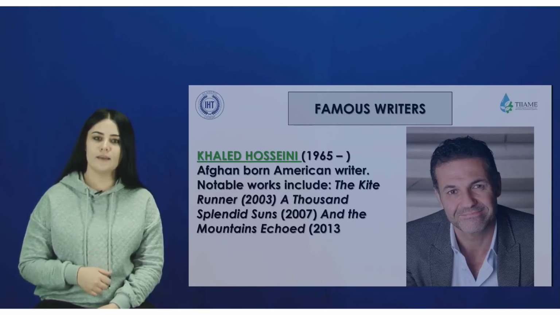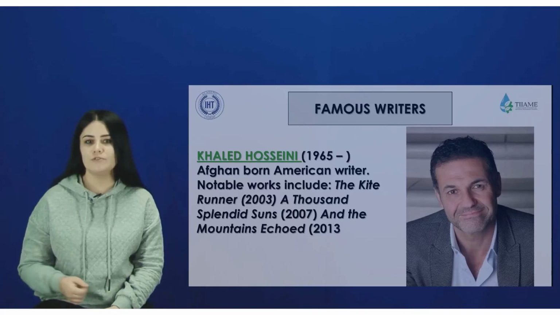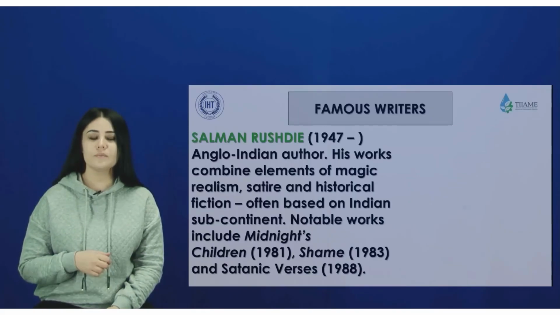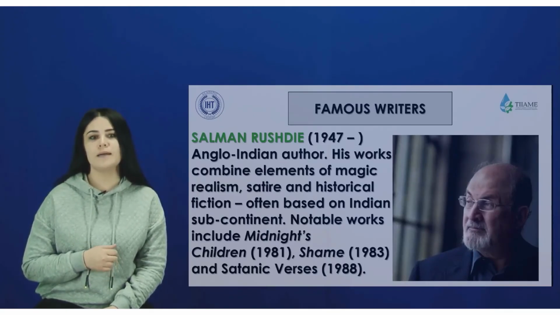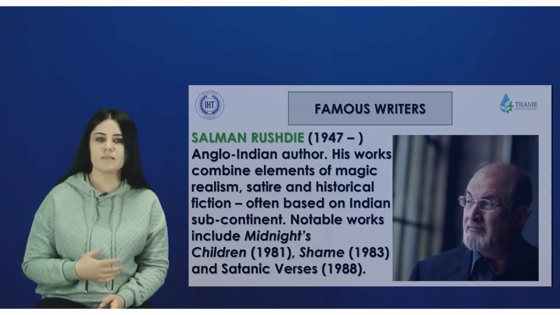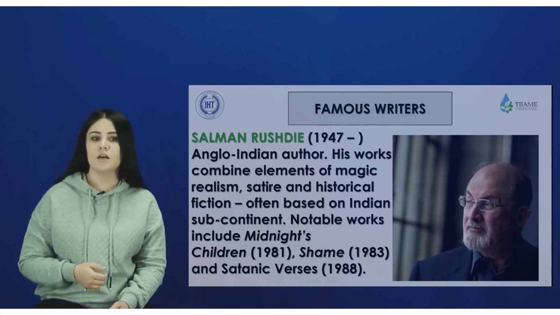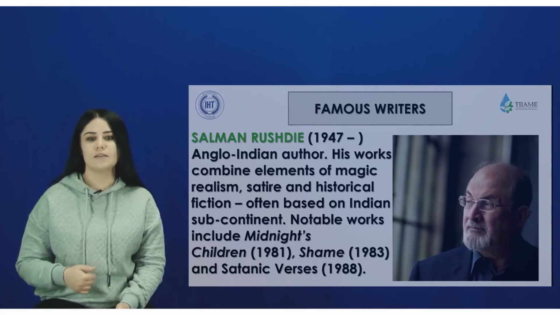Khaled Hosseini, Afghan-born American writer. Notable works include The Kite Runner, A Thousand Splendid Suns, and And the Mountains Echoed. Salman Rushdie, Anglo-Indian author. His works combine elements of magic realism, satire, and historical fiction often based on the Indian subcontinent. Notable works include Midnight's Children, Shame, and The Satanic Verses.